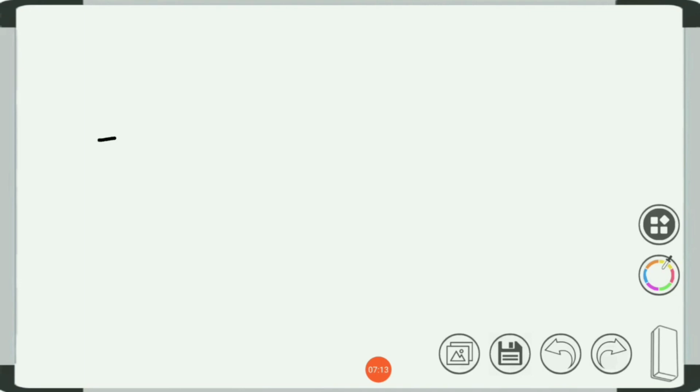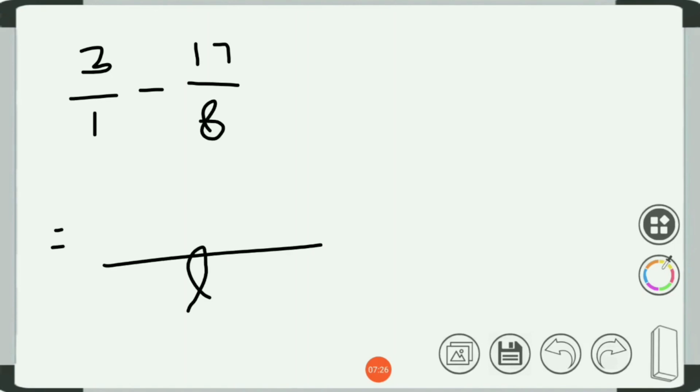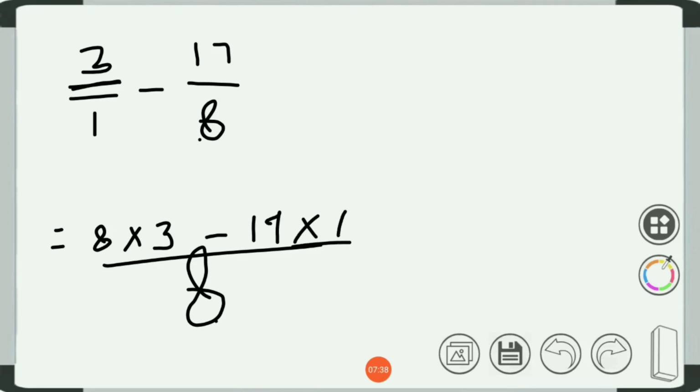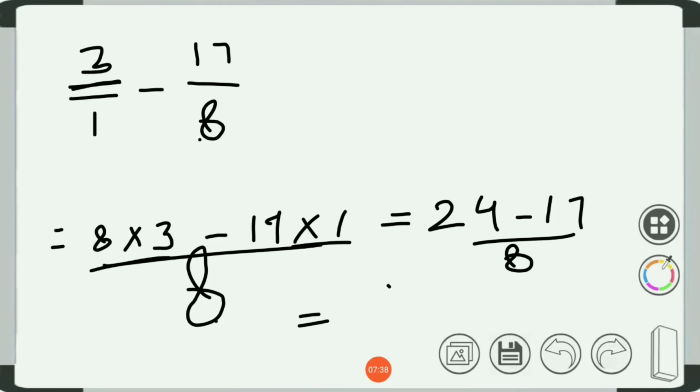Now the LCM is 8. Now you got 3 upon 1 minus 17 upon 8. Your LCM is 8. 8 goes in 1's table 8 times. Multiply that 8 with the 3. 8 into 3 minus 8 goes in 8's table 1 time. Multiply that 1 with the 17. Now you got 8 3's are 24. 24 minus 17 upon 8. Your answer is 7 upon 8.